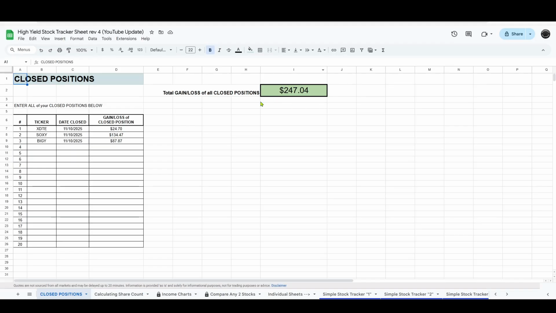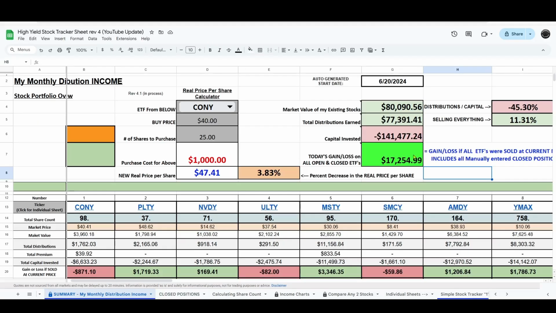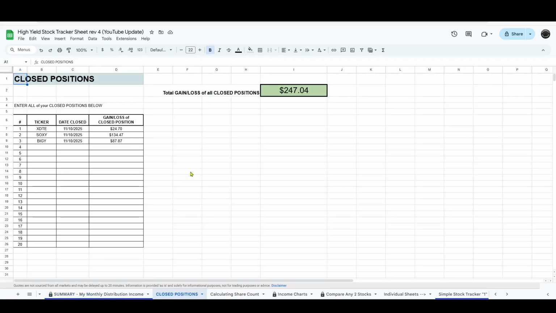It will calculate the total amount in this column, and then it will add it to the summary page into this box here and add that up so that you know how much you would make in the end by closing out all your positions, including the ones you did close previously. So that closed position tab, that is a new thing that I did add.